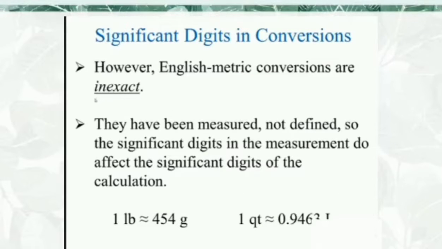Significant digits and conversions. However, English to metric conversions are inexact. They have been measured, not defined. So the significant digits in the measurement do affect the significant digits of the calculation. Example, 1 pound is equal to 454 grams. The English unit is the 1 pound, and its metric equivalent is 454 grams.